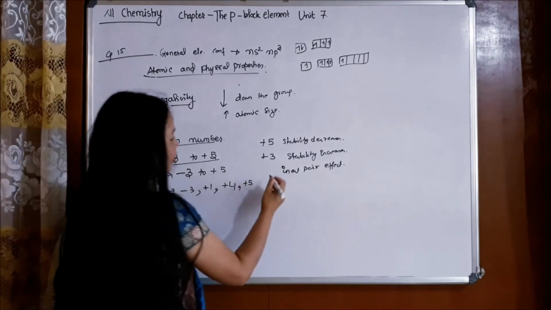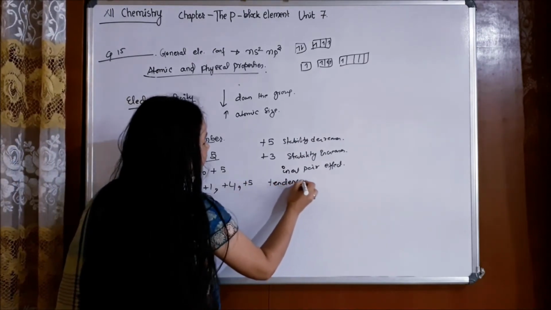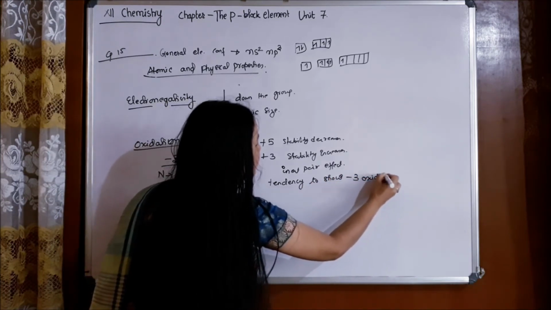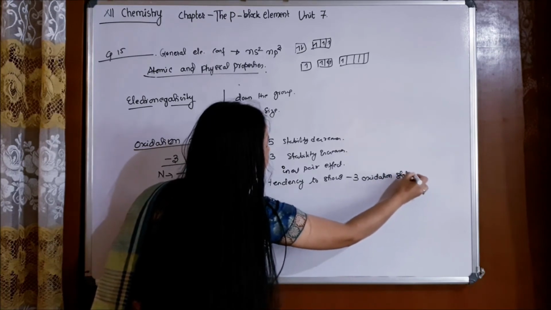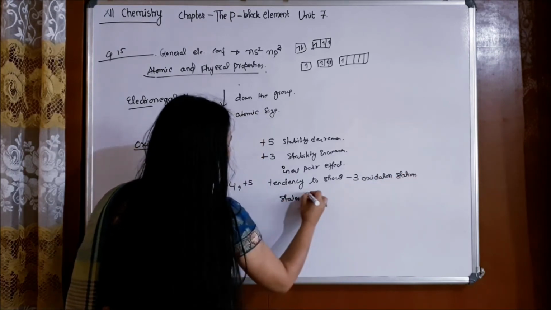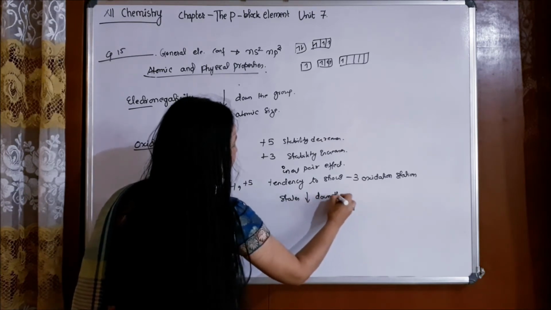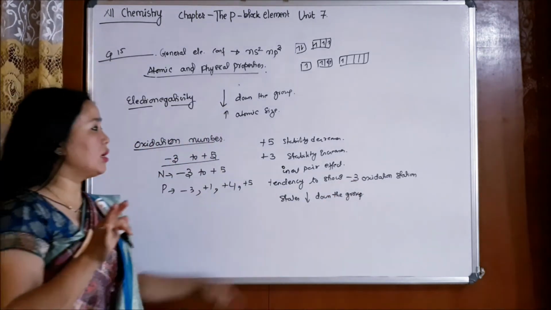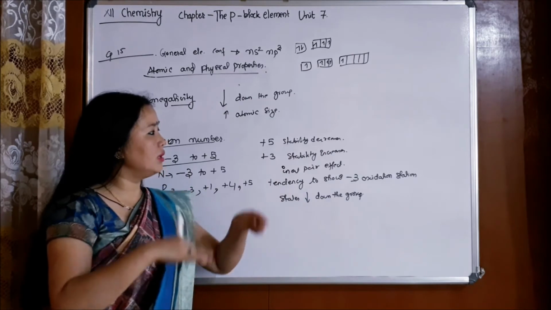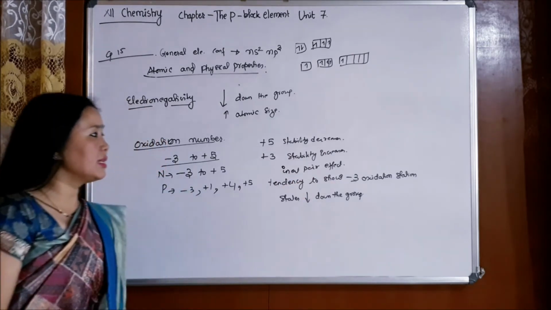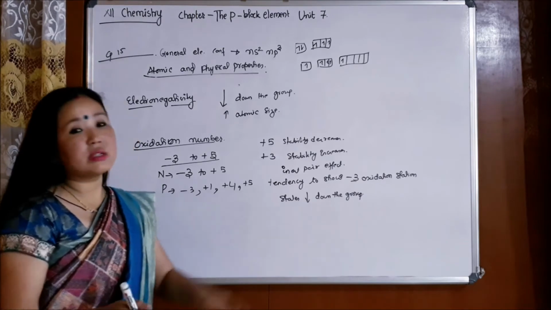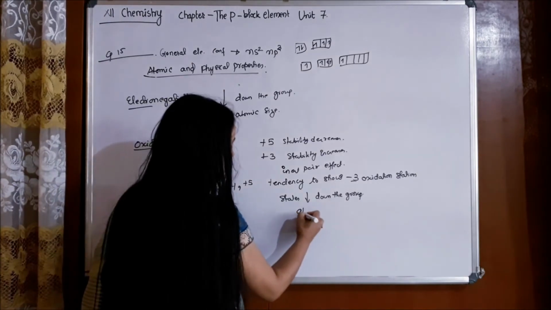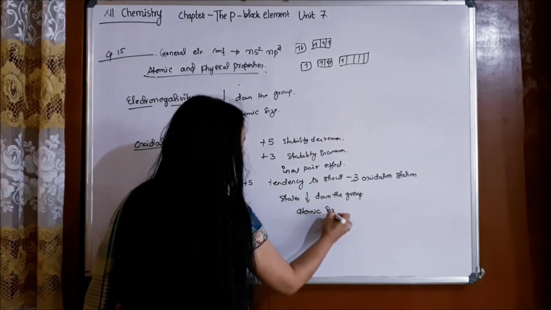Next is the tendency to show -3 oxidation state. It decreases down the group. Why -3? After gaining 3 electrons, it acquires oxidation state -3. Now this tendency decreases down the group. Why? Because what will happen down the group? Atomic size increases, right?